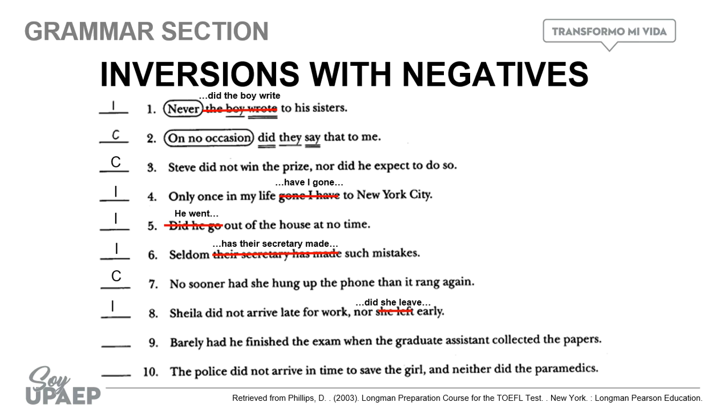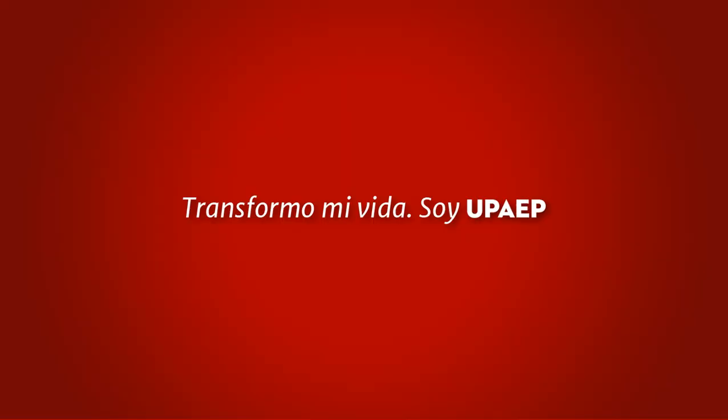Okay? Number 9, barely had he finished the exam when the graduate assistant collected the papers. That is correct. Barely is an almost negative word. You are starting with barely, so you need an inversion. Had he finished. Number 10, the police did not arrive in time to save the girl, and neither did the paramedics. The sentence is correct. Why? Because the negative word is on the second clause, and you have an inversion.